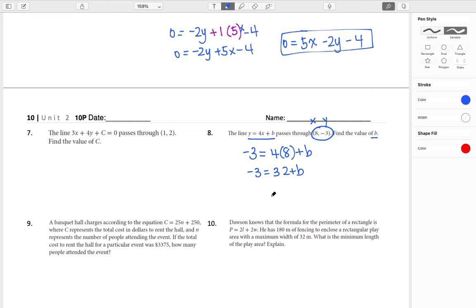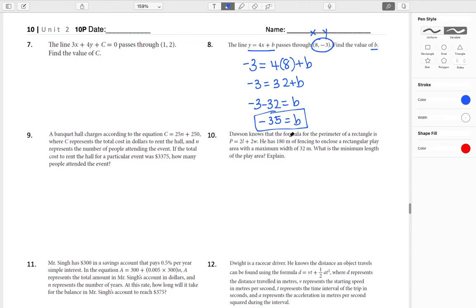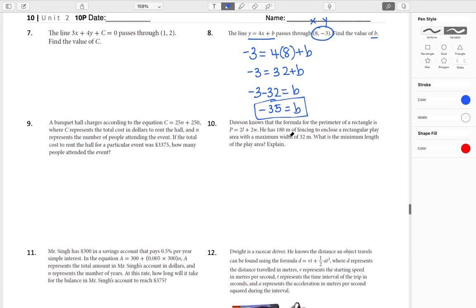Rearrange. I'm going to move 32 to the other side. So therefore, we were able to isolate for b by plugging in the coordinate xy. Okay. Now let's try to do a word problem.